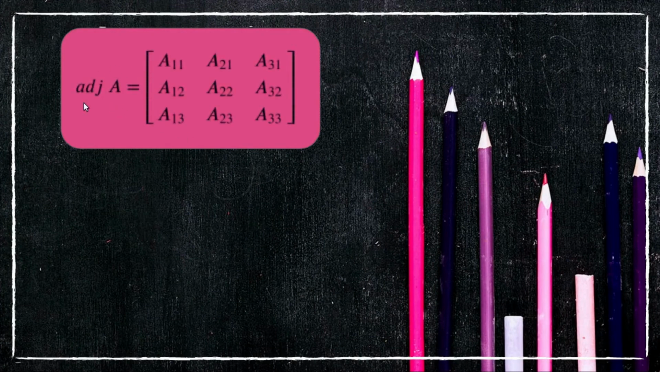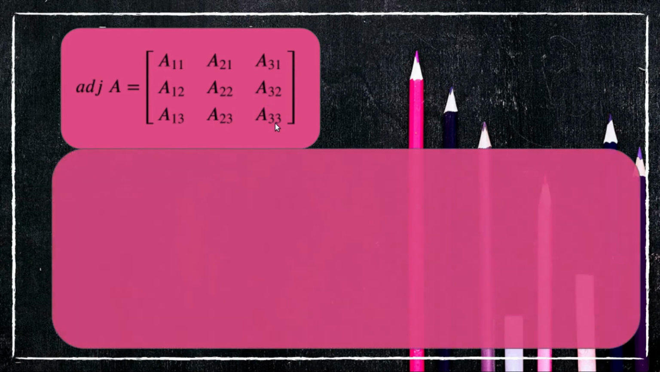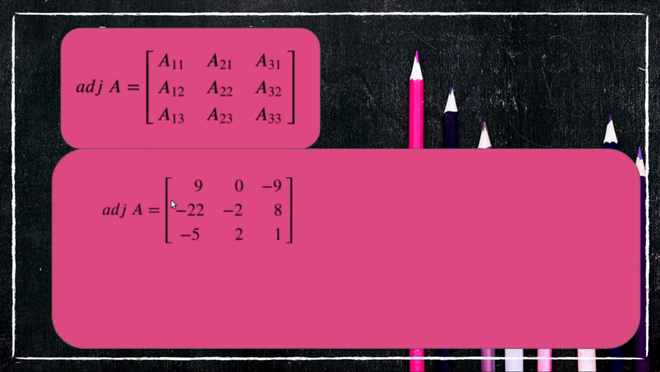Now we know that adjoint of A is equal to the matrix A11, A12, A13. Adjoint of A is the transpose of the cofactor matrix. So the first column is A11, A12, A13; the second column A21, A22, A23; the third column A31, A32, A33. So here adjoint of A: first column 9, -22, -5; second column 0, -2, 2; third column -9, 8, 1.